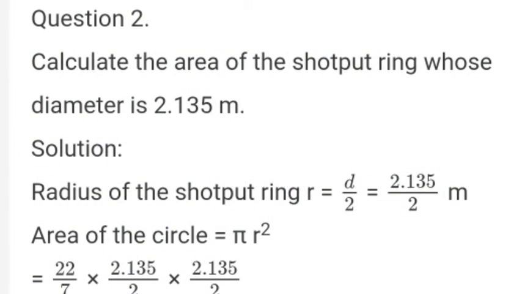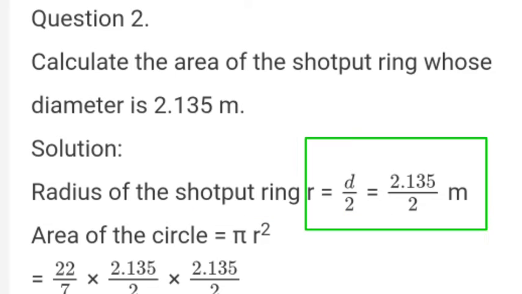Question number 2. Calculate the area of the shot put ring whose diameter is 2.135 meter. In the question they have given the diameter of the circular area. With this diameter we can find the radius of the shot put ring by using r is equal to d by 2. Therefore the radius r is equal to 2.135 by 2 meter.